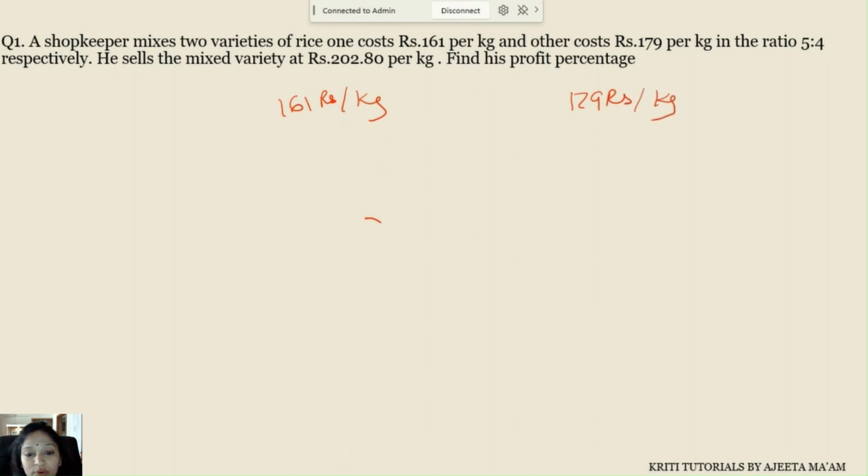So which is the cheaper one? The one with this less. So 161 is your cheaper and 179 is your dearer. So how will you find the mean? For mean, we are denoting it with M, simple M, nothing else.